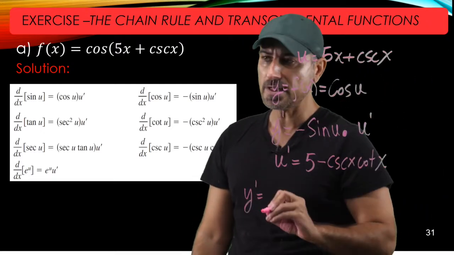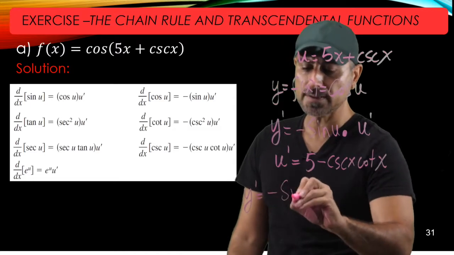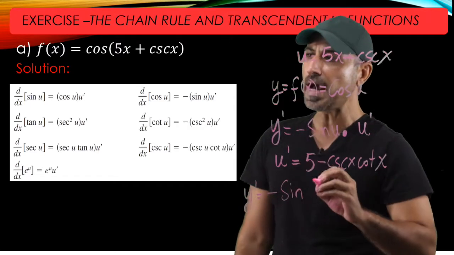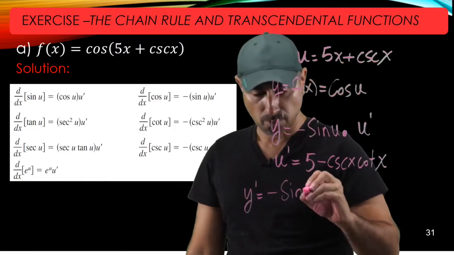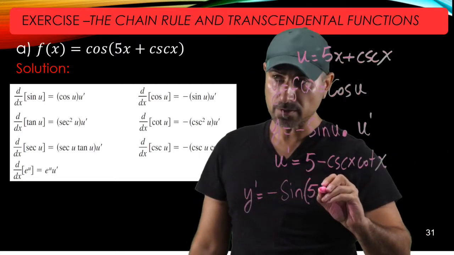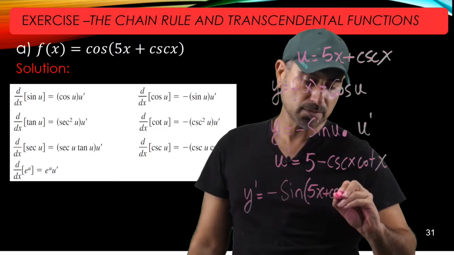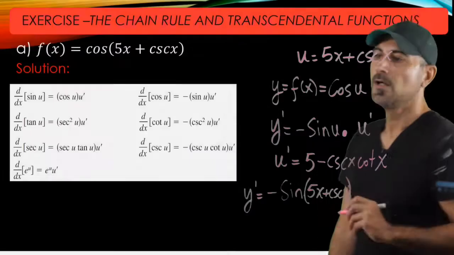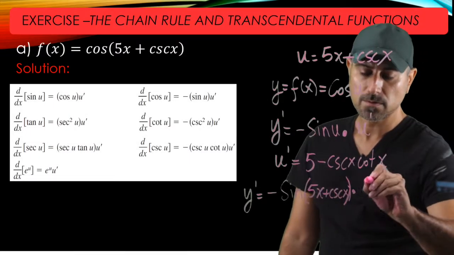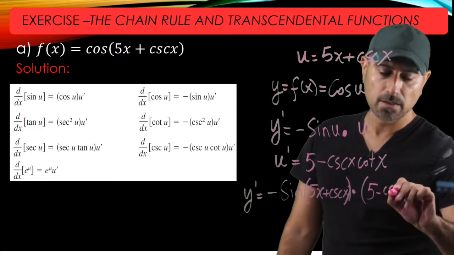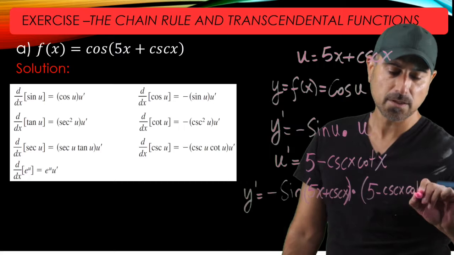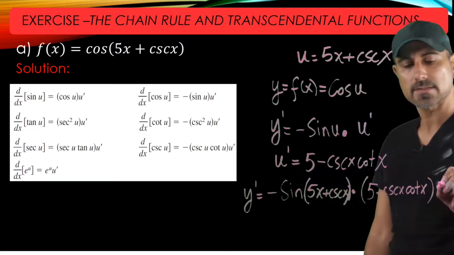equation. So then we have y prime is equal to minus sine u. Let's put the u back. Well, u was 5x plus cosecant x, so I'm just going to copy that down here: 5x plus cosecant x, times u prime. So 5 minus cosecant x cotangent x.